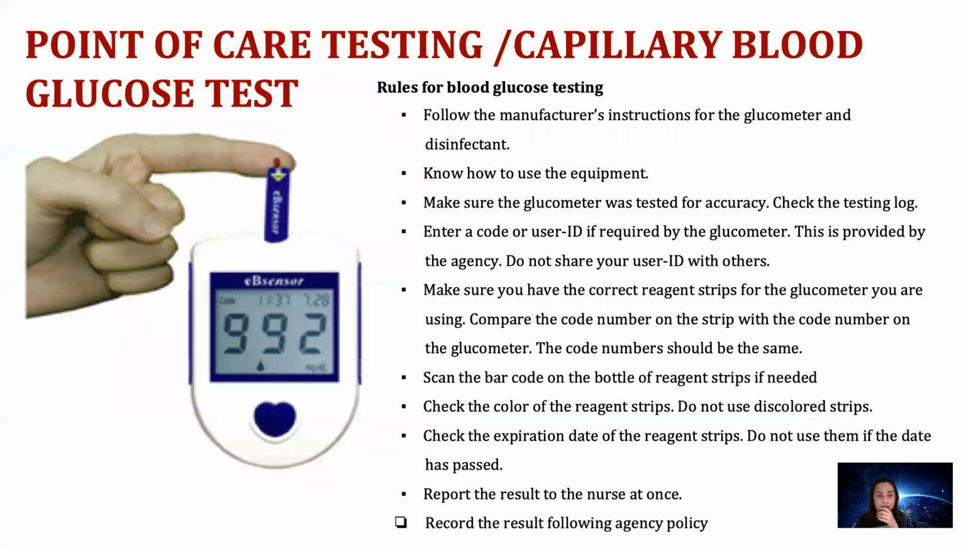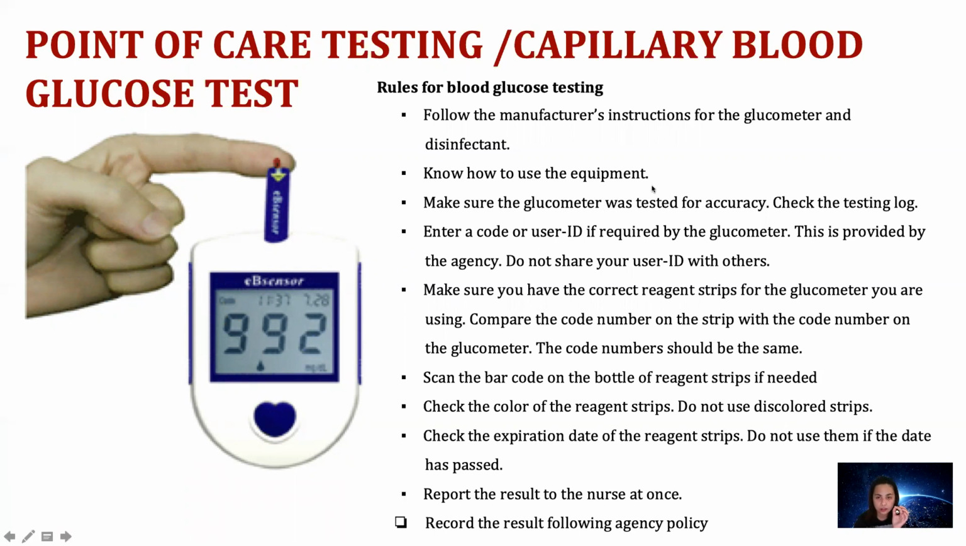Then, you have point of care testing or CBG, capillary blood glucose test, or checking of sugar. We use it when your patient is diabetic. Okay? Always remember that your strips should always be up to date, not expired, because if you use an expired one, the reading will be inaccurate.